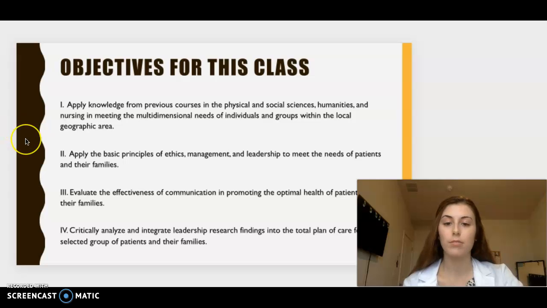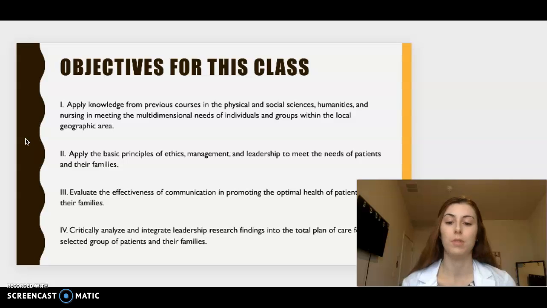So moving into the objectives, the first objective for this course is to apply knowledge from previous courses in the physical and social sciences, humanities, and nursing in meeting the multidimensional needs of individuals and groups within the local geographic area. So this is all of the knowledge we've had from the prerequisites to the nursing program, and I think this also applies to knowledge in general, like things we've learned throughout our life and school that we've taken with us to be nurses.